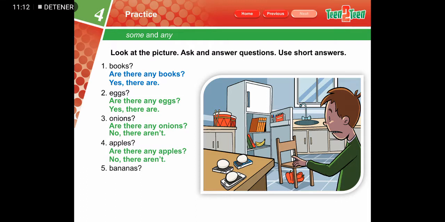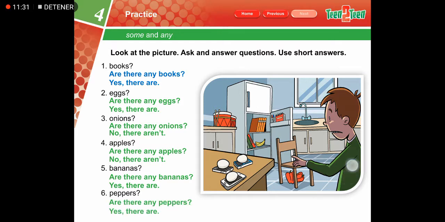Bananas. Are there any bananas? Yes, they are. Ahí están, miren. Yes. Peppers. Are there any peppers? Yes, right? Yes, they are.